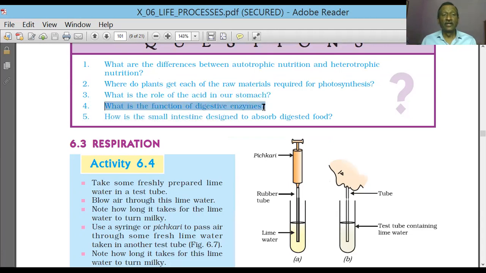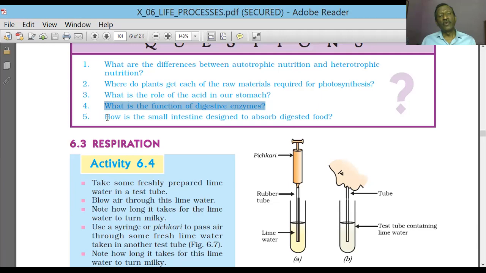Question number 4: what is the function of digestive enzymes? So we have studied there are several digestive enzymes. In mouth, ptyalin was there, which digested starch into maltose. In stomach, it was pepsin, which converted the protein into peptones and peptides. Then we also had amylase, which digested starch, and lipase, which digested fats and lipids into fatty acids and glycerol. Then in the duodenum, we have studied trypsin was there for digestion of protein, and lipase was there, which digests fats. And then we also studied that amylase is also present there, which digests starch.